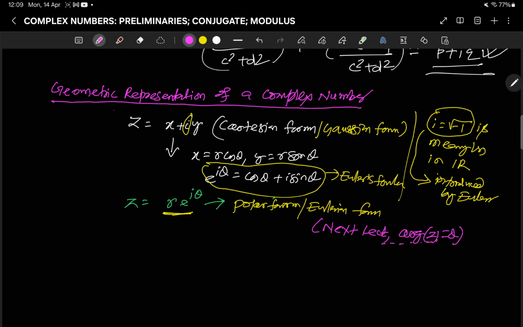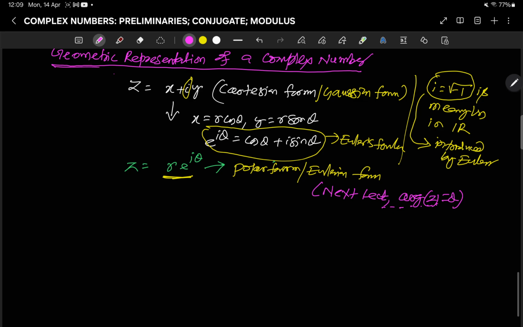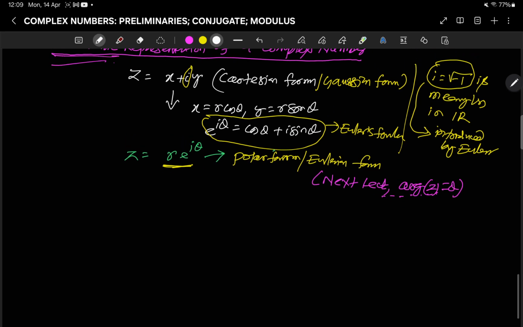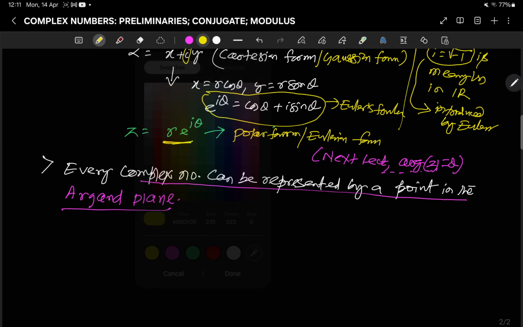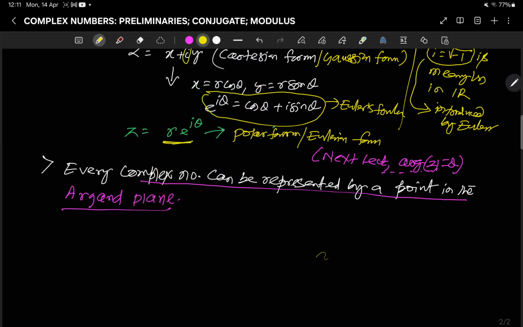So now coming to the geometrical interpretation, every complex number can be represented by a point in the Argand plane. So geometrically every complex number can be represented by a point in the Argand plane. So this is the xy plane here. This is the real axis.